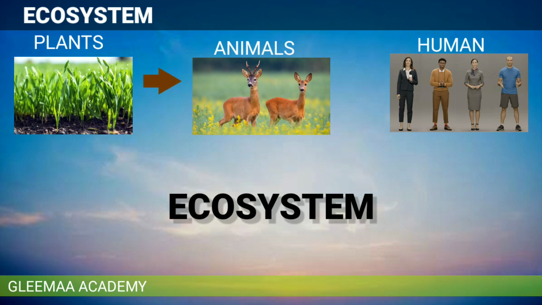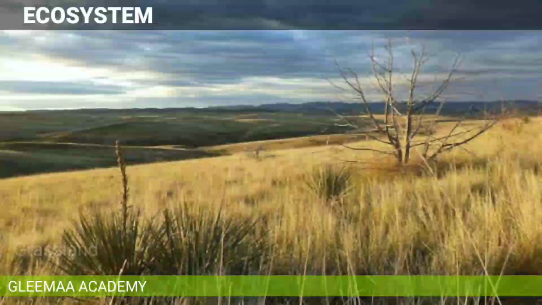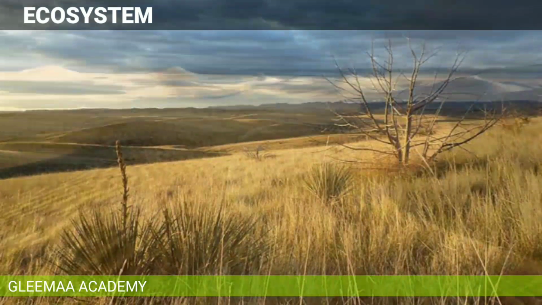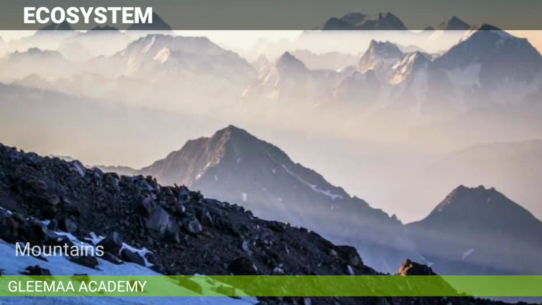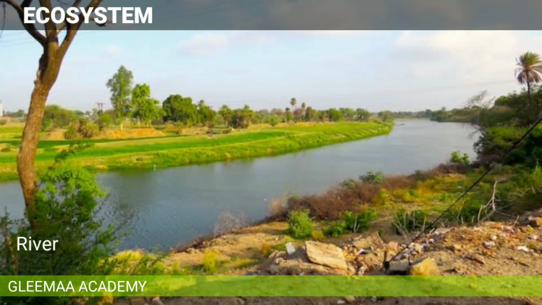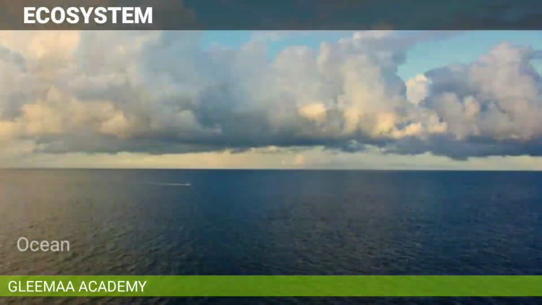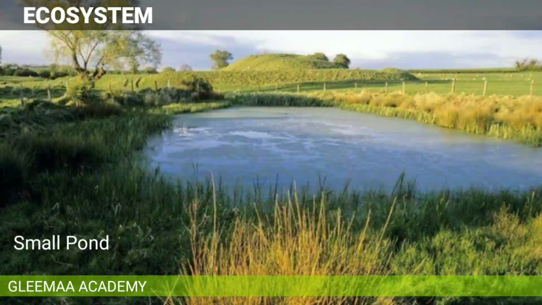There could be an ecosystem of a large rainforest, grassland, desert, mountains, lakes, river, ocean, and even a small pond.